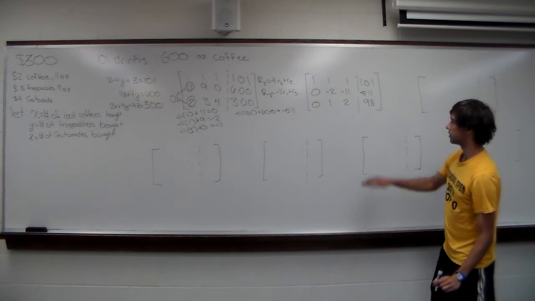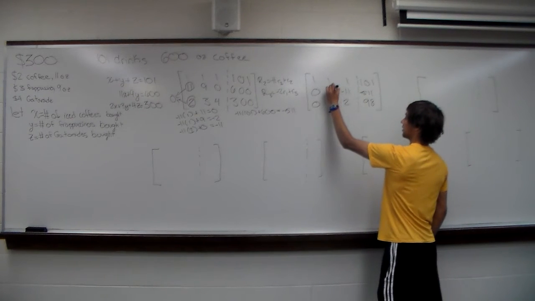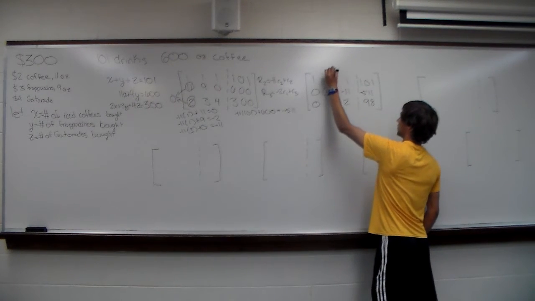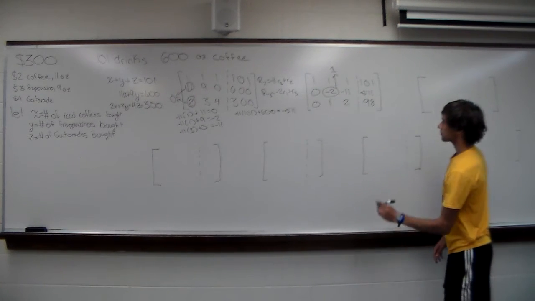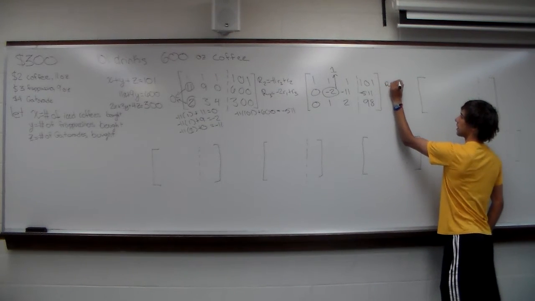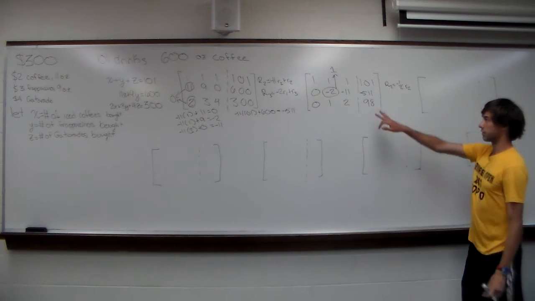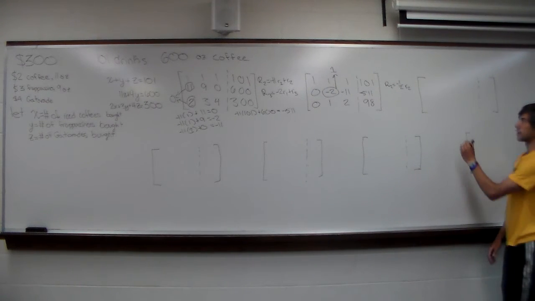So now what we want to do is get this negative 2 to be a 1, because this needs to be a 1 for it to be in our final form. So to do that, we're just going to take negative 1/2 times row 2. And that'll get rid of the negative 2 there and make that a 1.